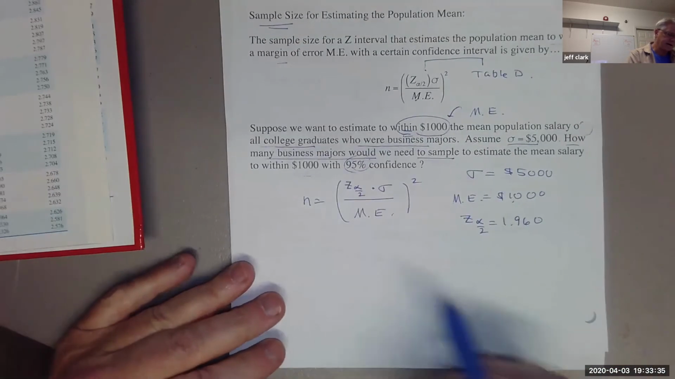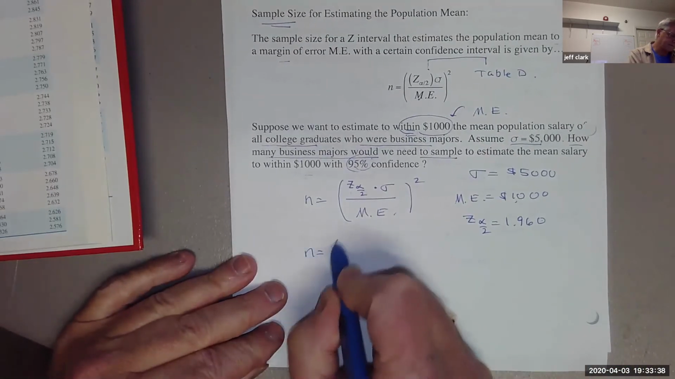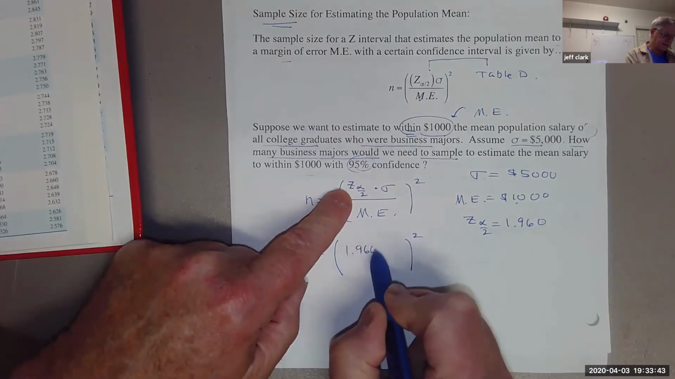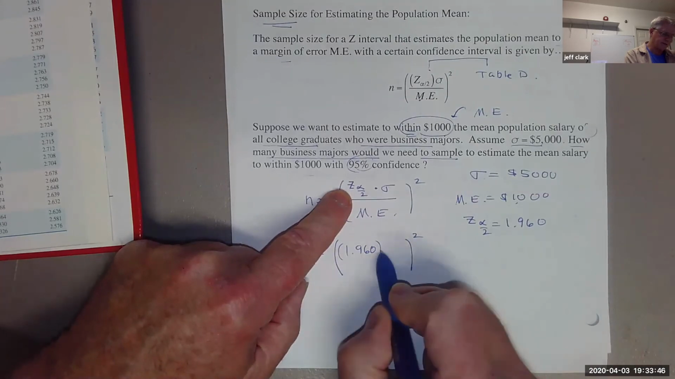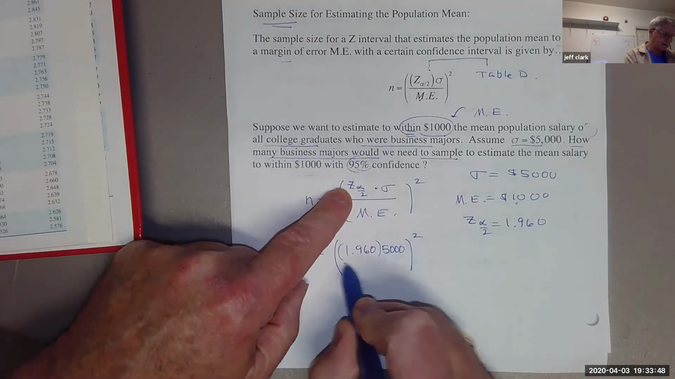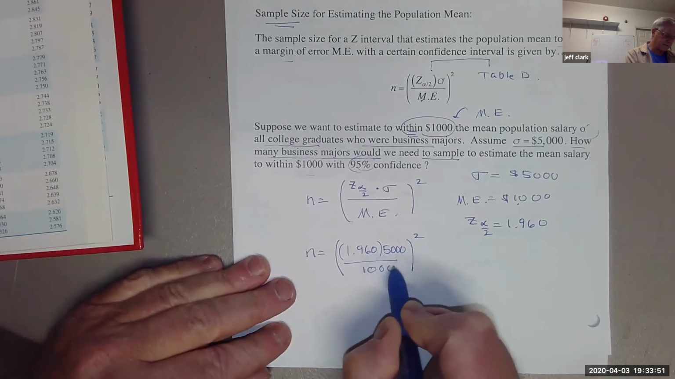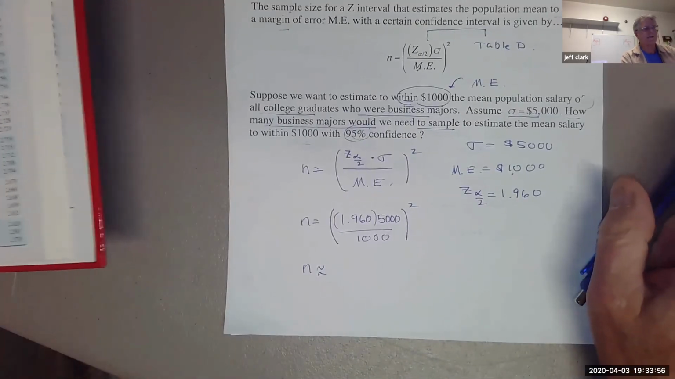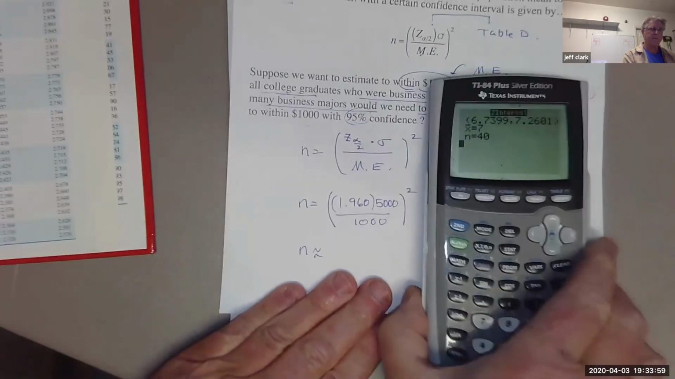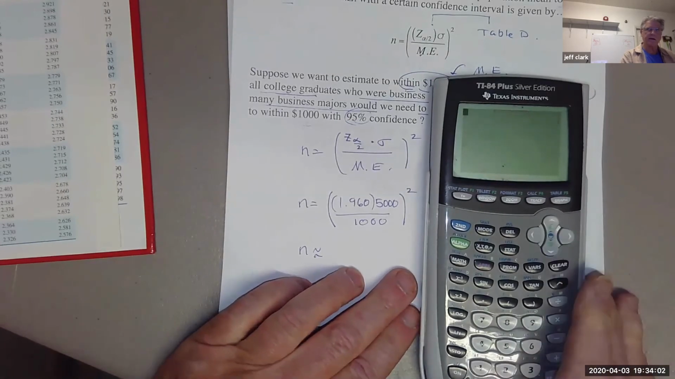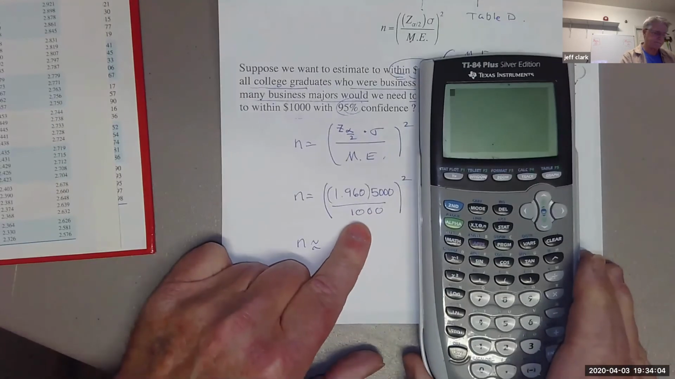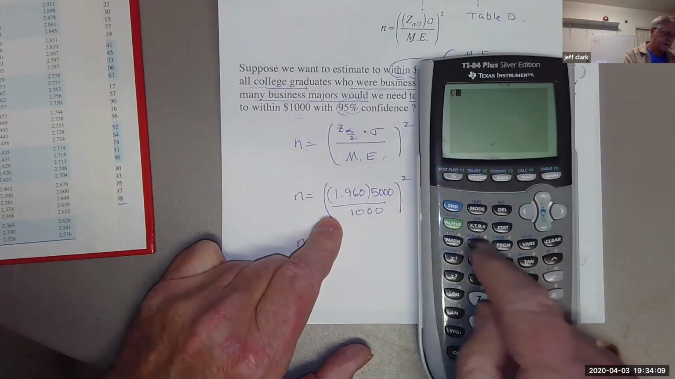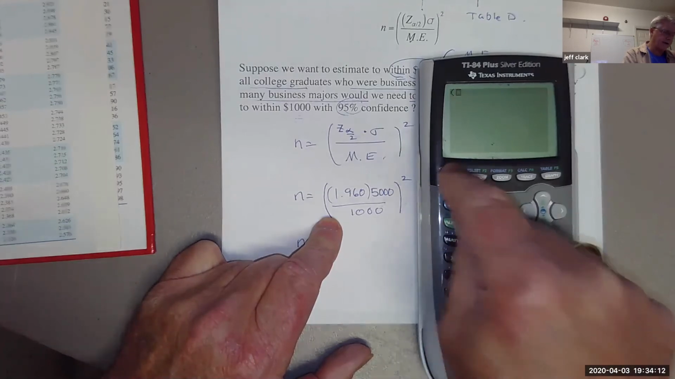And now I can use my formula. So this is 1.960 times sigma, which is 5,000, all over margin of error, which is 1,000. Okay, so this one here, I actually have to use my calculator the old-fashioned way by shoving all of this in my calculator carefully. So here we go. I'm going to put parentheses first, and then I'm going to go back into that alpha y equals to find my fraction.